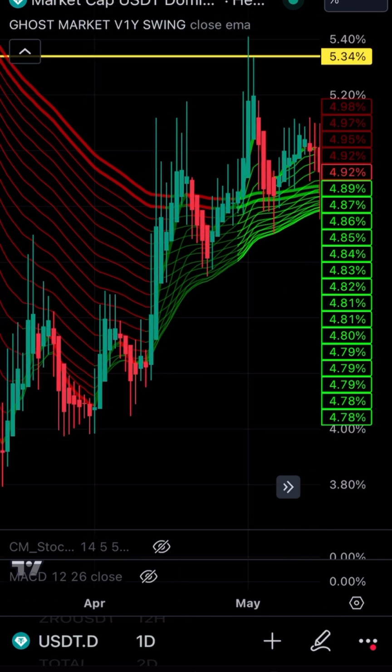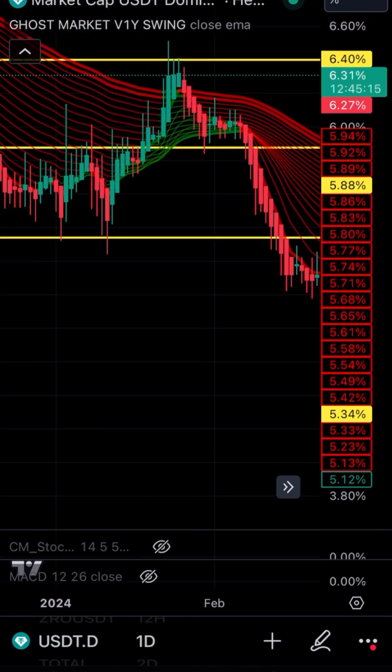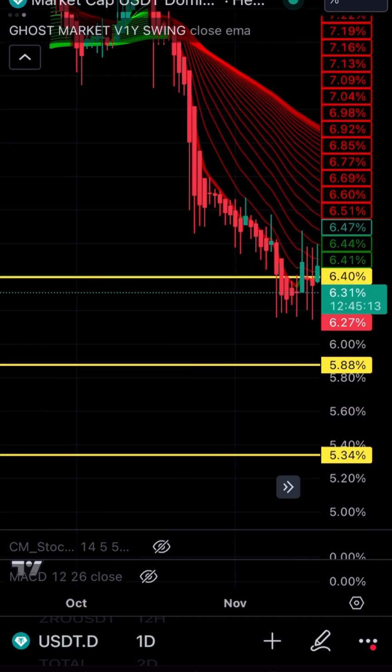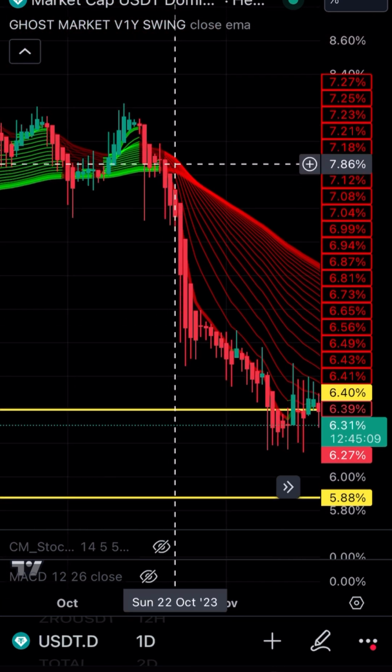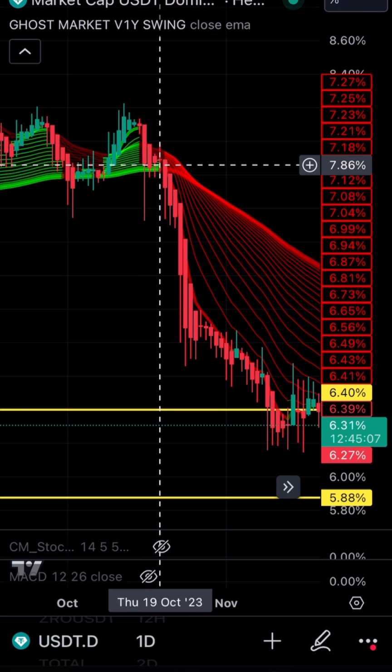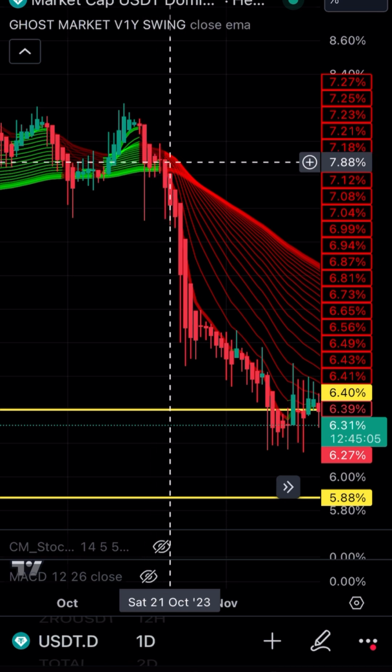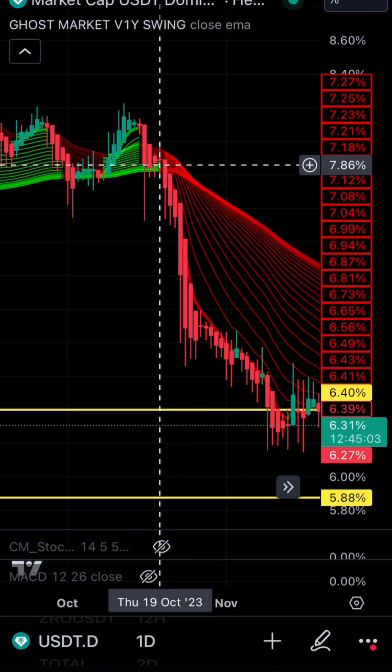So let's just look at a date here. Random date. Let's just go back a bit. Let's look at this date right here. This went from a light green to red right here. So this was around October 19th.